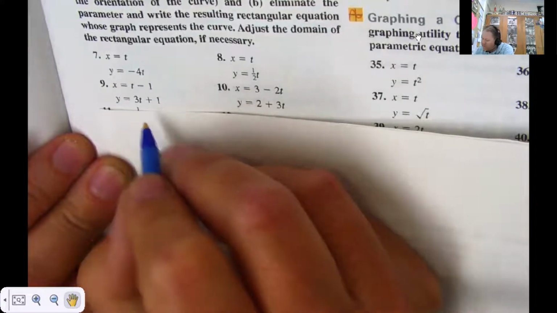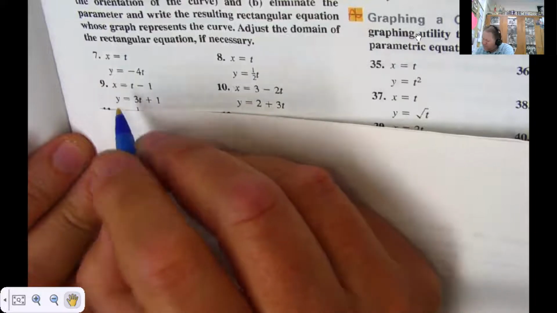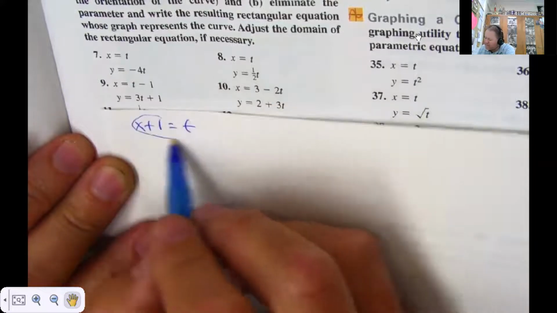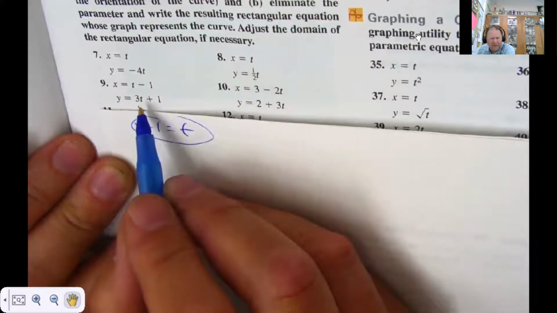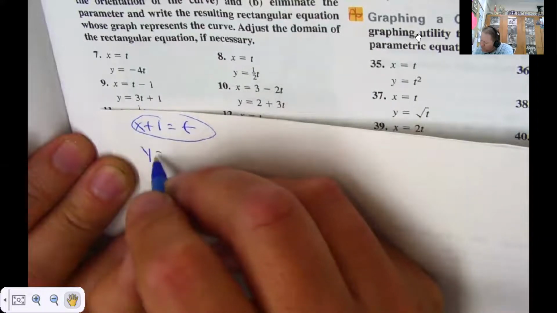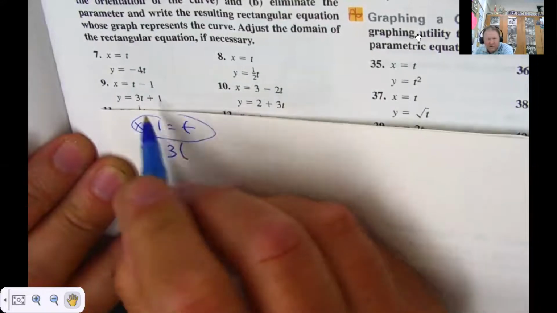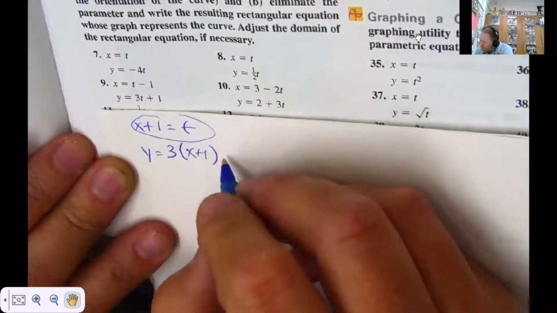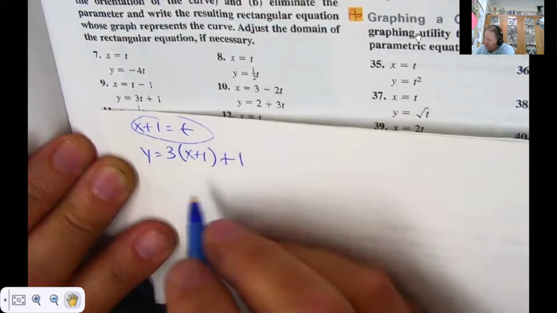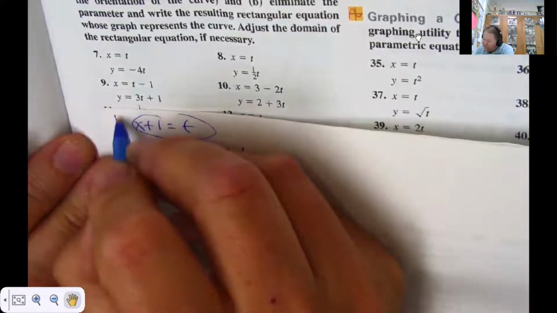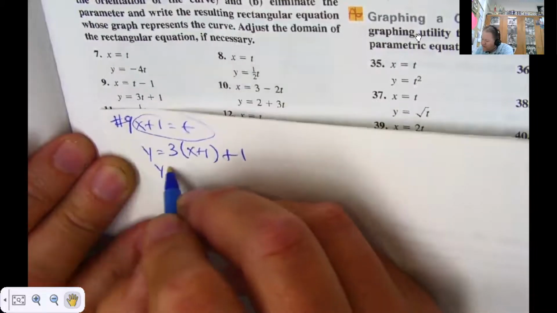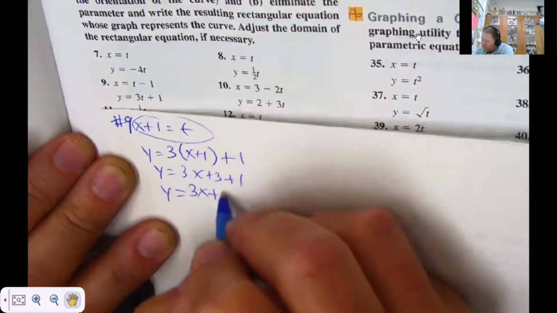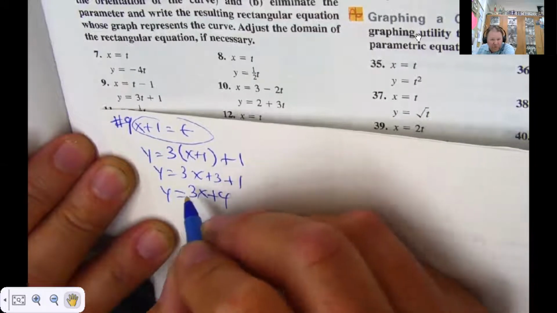If I add 1 to both sides of this one, x plus 1 is equal to t. Now I can substitute that value back in for t. This comes out to y equals 3 times, and instead of t, what is t equal? It's x plus 1, plus 1. Now we can distribute the 3, number 9. It's going to be y equals 3x plus 3 plus 1, which is y equals 3x plus 4. Now, you could graph this, right?